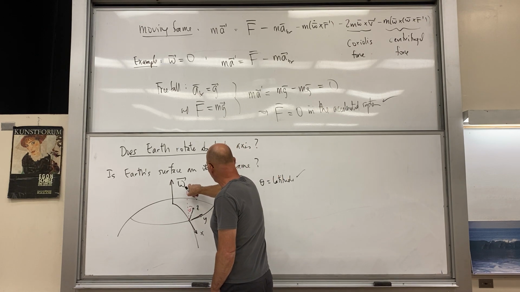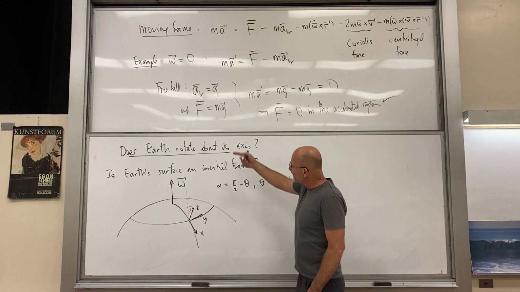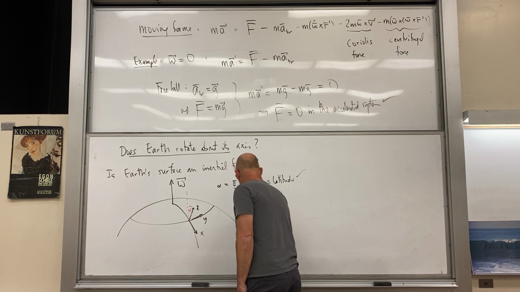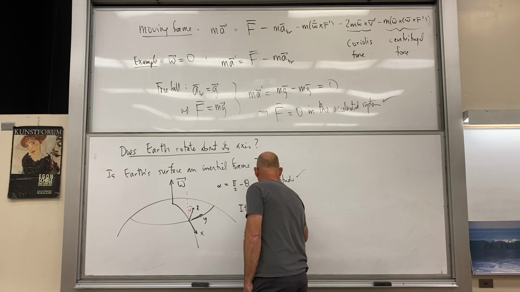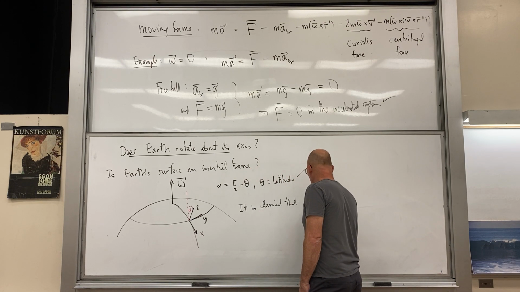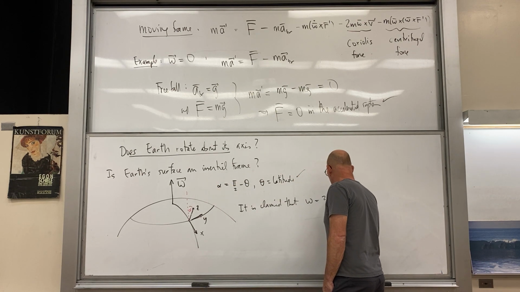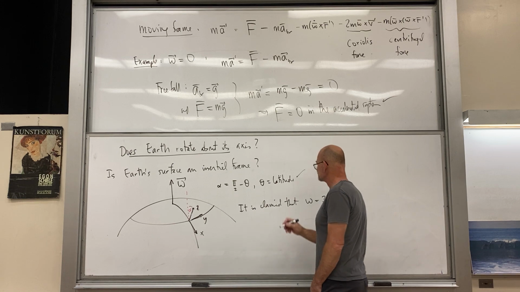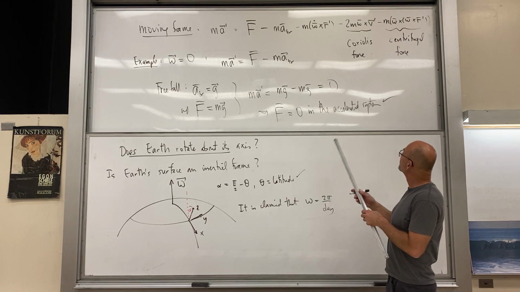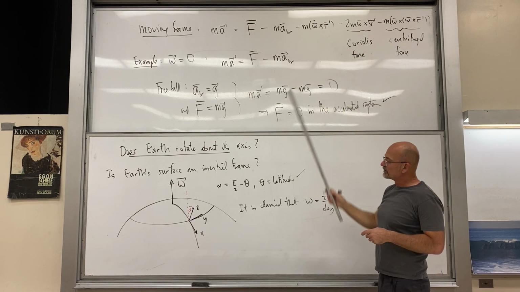What about this angular velocity? The claim is that Earth rotates about its axis, so it is claimed that the omega magnitude here is just 2 pi divided by 1 day. And so what we want to do is set up these equations, and then we'll set them up for a pendulum.